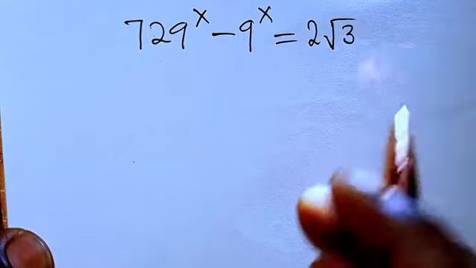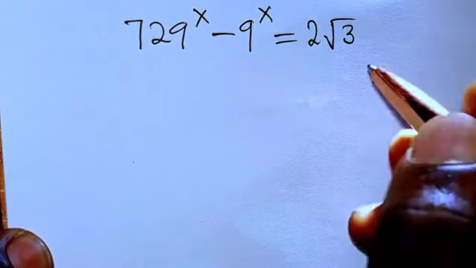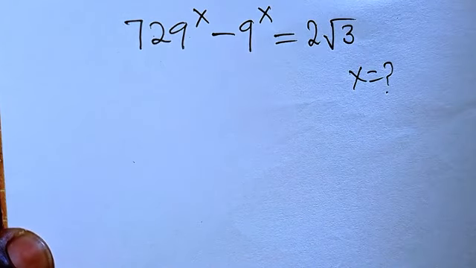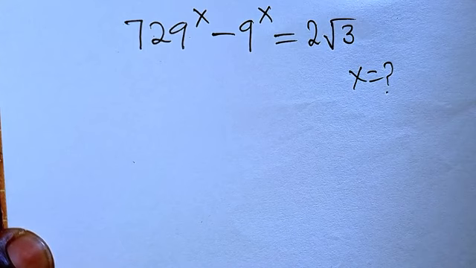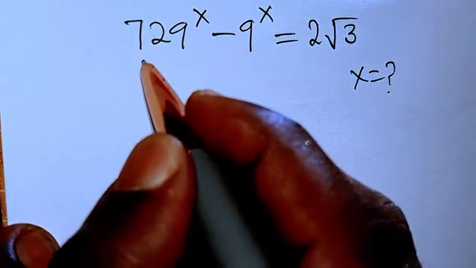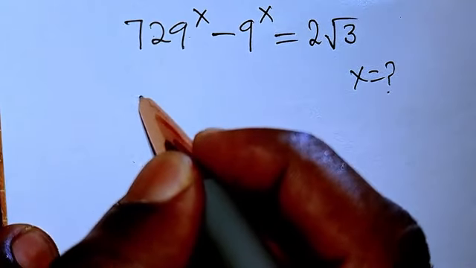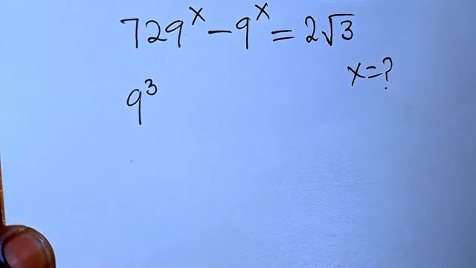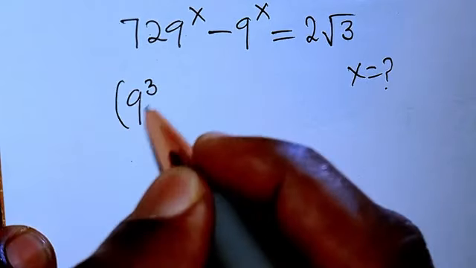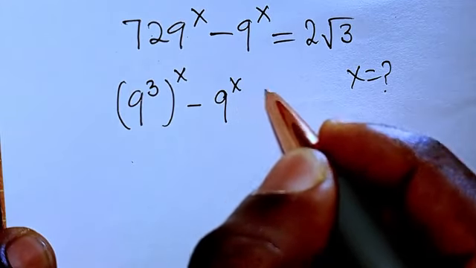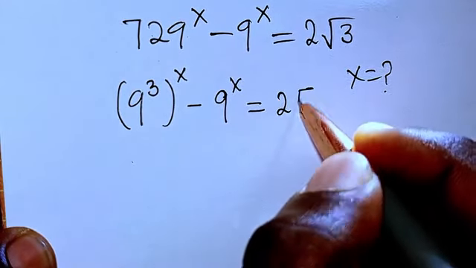In today's tutorial, we want to solve for the value of x. The question states that 729 to the power x minus 9 to the power x equals 2 root 3. So now what are we going to do? I will rewrite this equation. We have 729 as 9 multiplied by itself 3 times, which gives 729. So we have 9 cubed to the power of x, minus 9 to the power of x, equals 2 root 3.